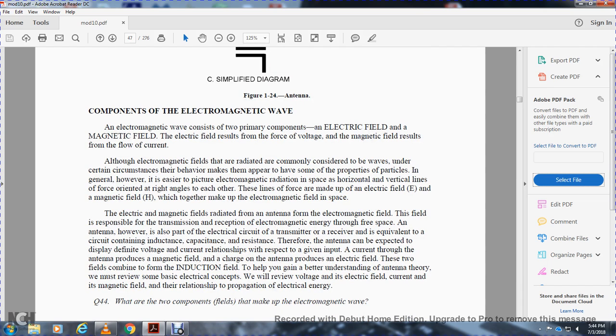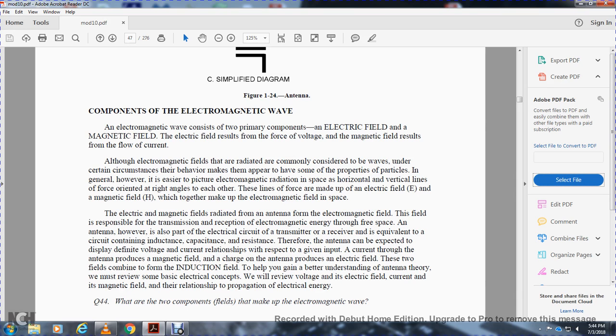The electromagnetic wave consists of two primary components: an electric field and a magnetic field. The electric field is the result of the force of the voltage, and the magnetic field is the result of the flow of current. Although electromagnetic radiation is commonly considered a wave, under certain circumstances its behavior makes it appear to have some of the properties of particles.